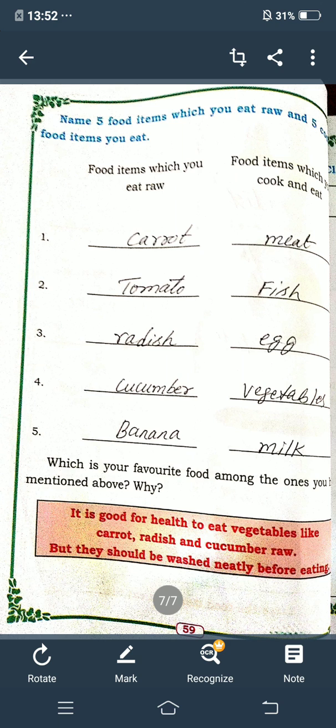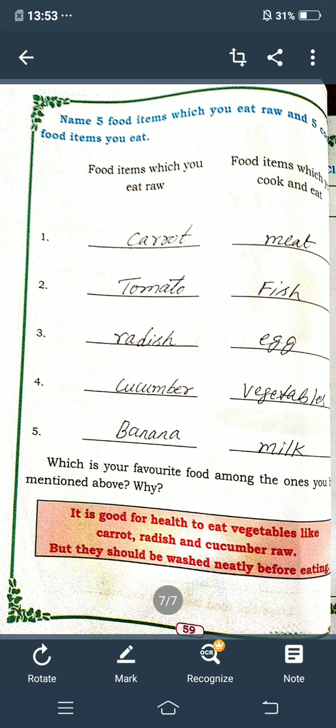Next is food items which you cook and eat. First one is meat. M-E-A-T, meat. Second, fish. F-I-S-H, fish. Third, egg. E-G-G, egg. Fourth, vegetables. V-E-G-E-T-A-B-L-E-S, vegetables. Next is milk. M-I-L-K, milk. So these are the food items which you cook and eat.